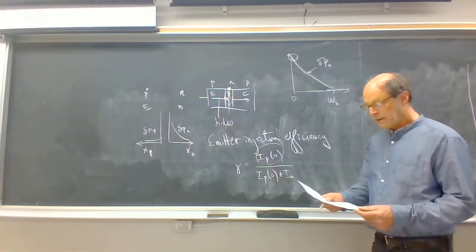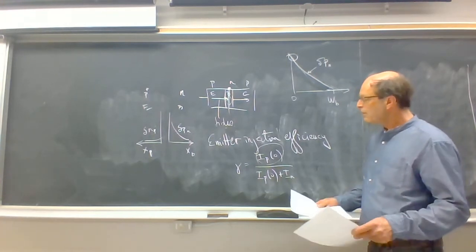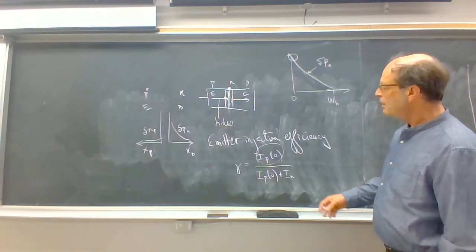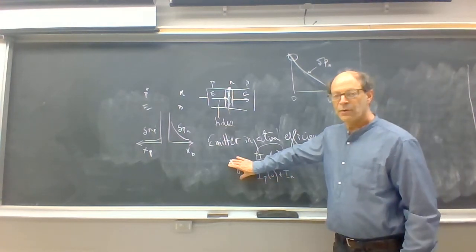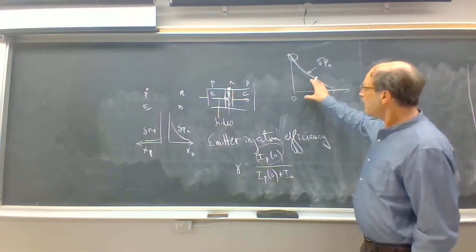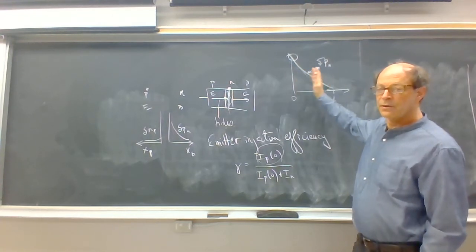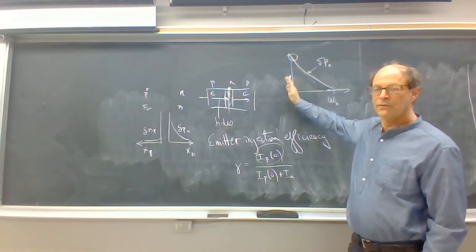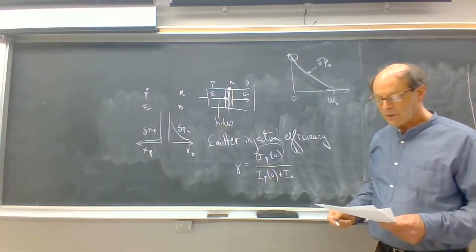So now, of course, to figure out how good the transistor is, we need to know not just gamma, we also have to know what B is, which is the base transport factor, the current flowing out of the base relative to the current flowing into the base.